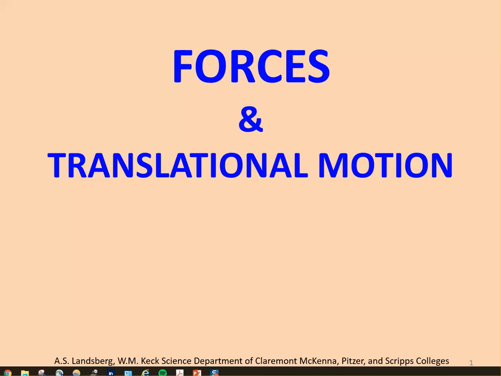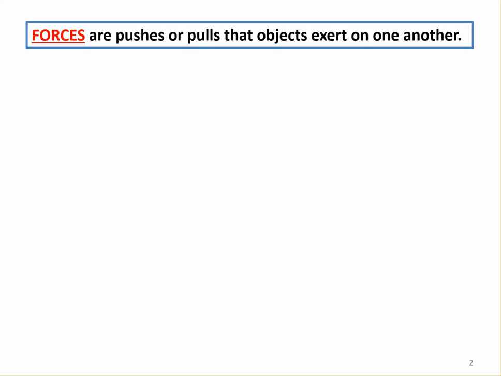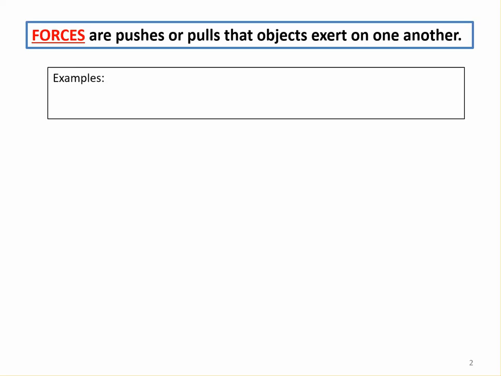In this three-part tutorial, we're going to look at forces and how they affect an object's motion. Forces are simply pushes or pulls that objects exert on one another. You can probably think of a lot of examples of forces in your everyday life. These might include, for instance, gravity, an electrical force, frictional forces, normal forces.